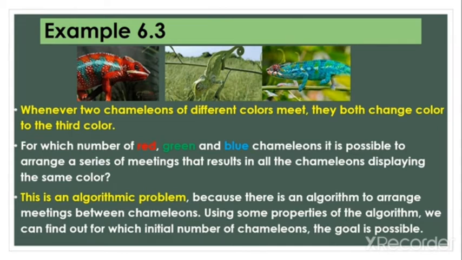So what technique should we use to solve with these properties? Okay. So you have to follow this property and you have to apply some few more techniques to solve all this. So this is an algorithmic problem because there is an algorithm to arrange the meetings between the chameleons. So to arrange chameleon meetings, we can write the instructions here. Using some properties of an algorithm, we can find out for which initial number of chameleons the goal is possible, whether it is possible or not. Okay. So for which initial value we can achieve this, and whether we cannot achieve this when you change the value of the chameleons.